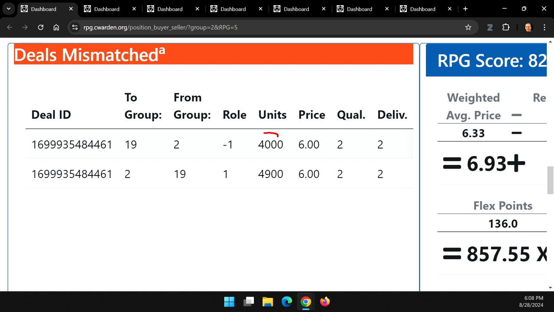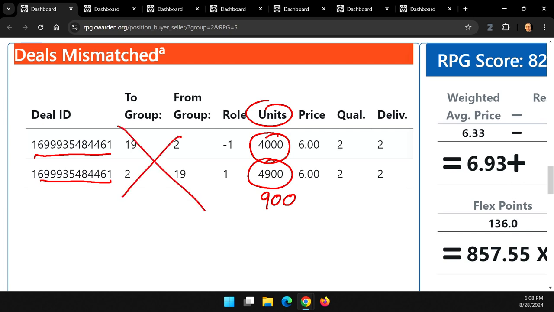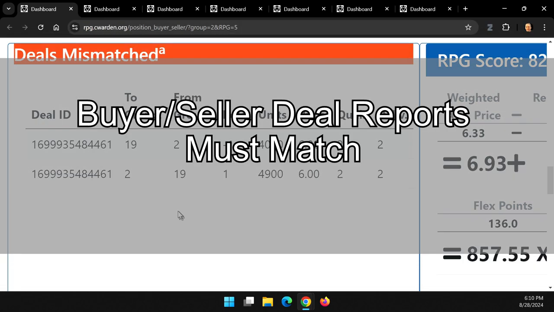However, if we look carefully here, we can see there's a problem. So this is the same deal, the same ID, but the units are not the same. There's a difference of 900 units. So there's something wrong with this. Now, who is wrong? Is group 2 wrong? Or is group 19 wrong? I don't know. We have no way to know. But it's wrong.